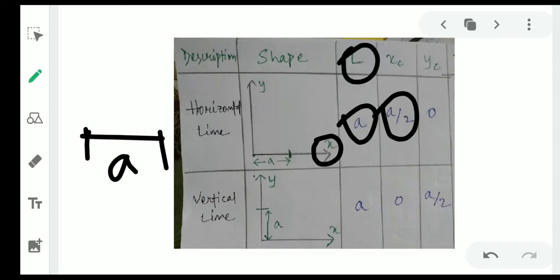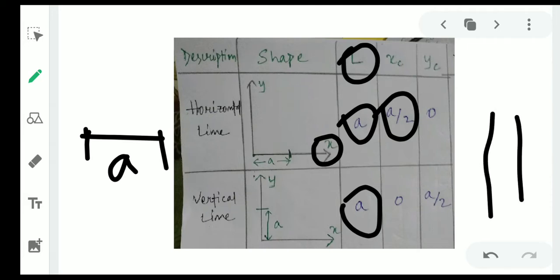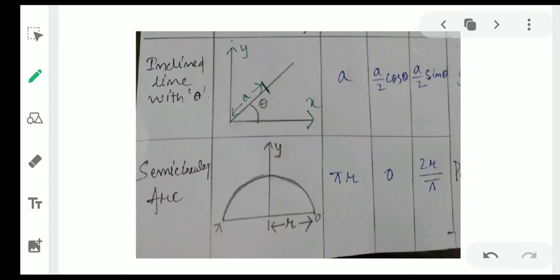Similarly, for a vertical line, the length is A. You can see here, this is a vertical line, so the distance is A. How do we calculate the centroid? As no part of the line is in the x direction, the centroid in the x direction becomes 0 and the centroid in the y direction becomes A by 2. Very simple. Next we are going to calculate the centroid of an inclined line.